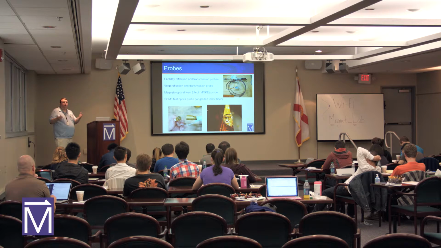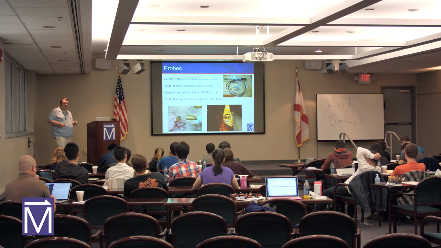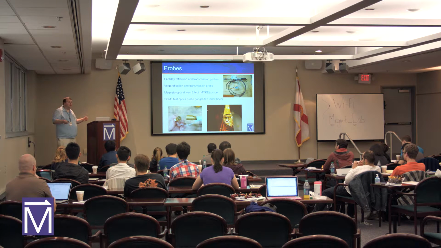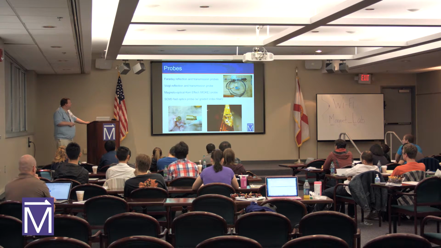A lot of times if you're trying to measure the magnetic properties of a thin film, you might want to do Kerr effect spectroscopy. In that particular case, you send in linearly polarized light. It reflects off the sample. As the magnetic moment of the sample changes, you see a rotation in the polarization angle of the light. And by measuring that rotation angle, you can essentially map out a hysteresis curve of the sample's magnetism.